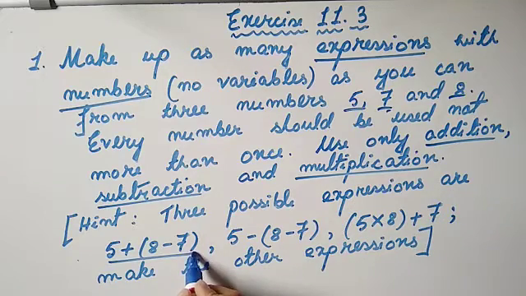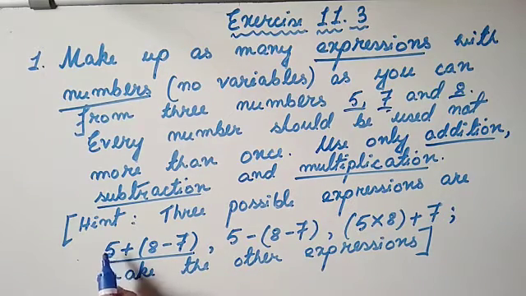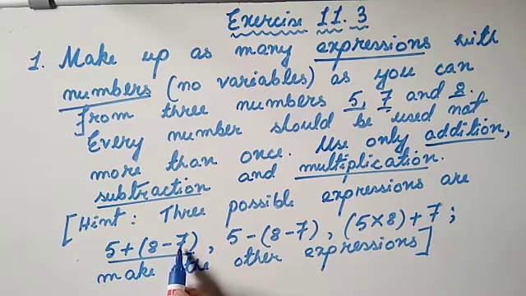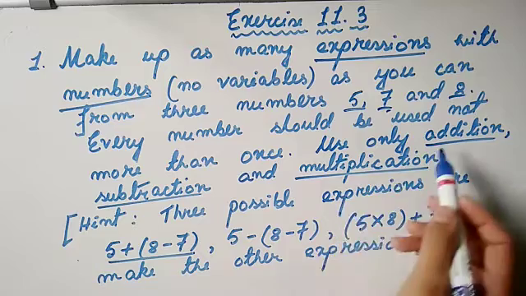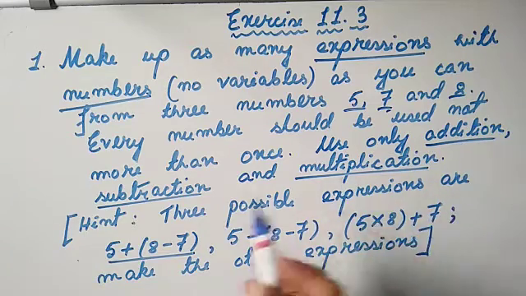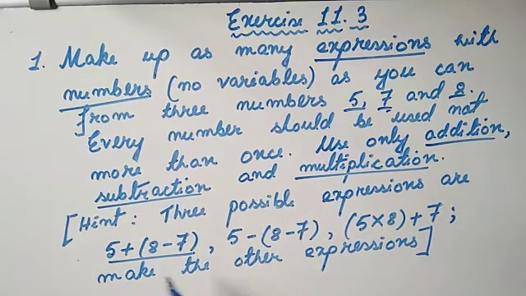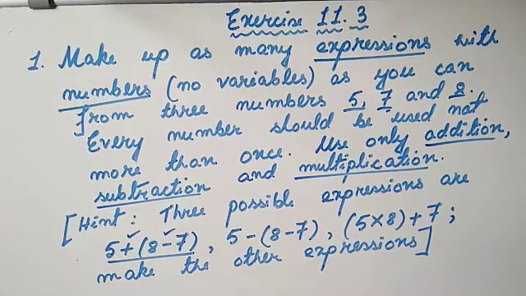So they have given us the first hint, that is they have used the numbers 5, 8, 7. So as we can see from this expression, the numbers 5, 8 and 7 are used only once, right? 5 is not repeated, 8 is also not repeated, and the number 7 is also not repeated. They are used only once. And in the question they ask us to use addition, subtraction and multiplication, right? So here in this expression they have used addition and subtraction.